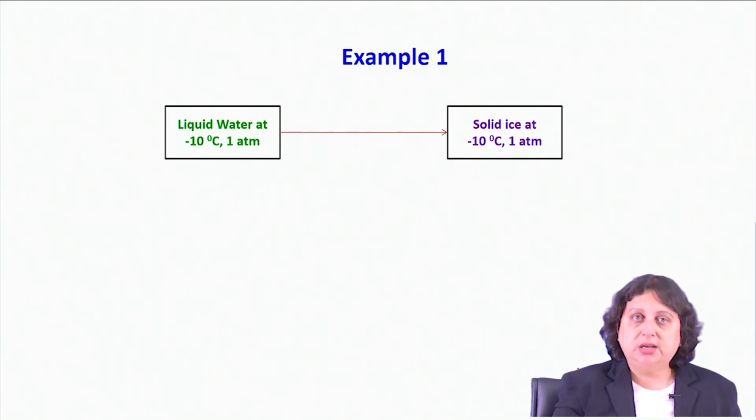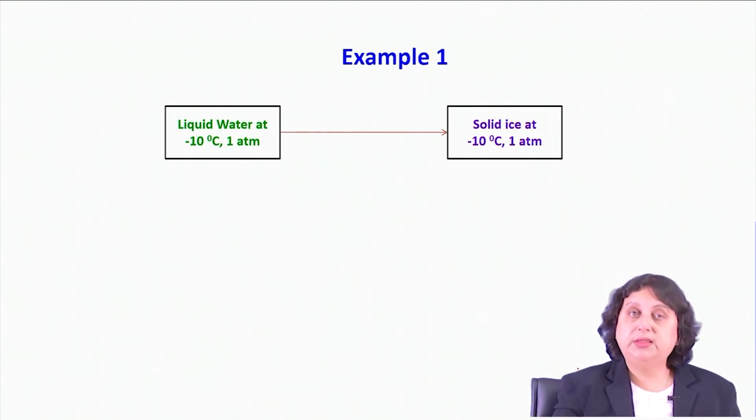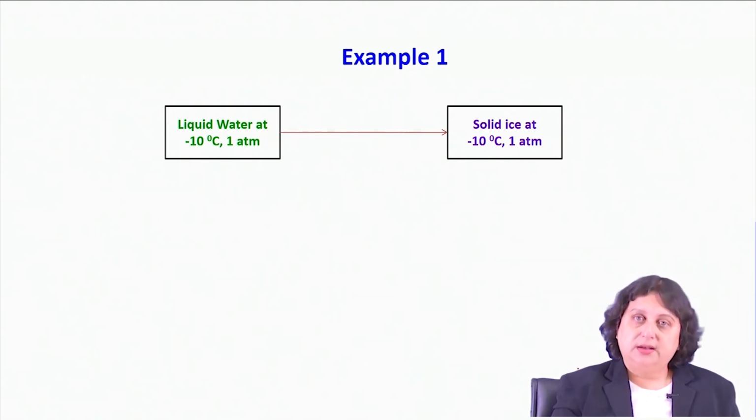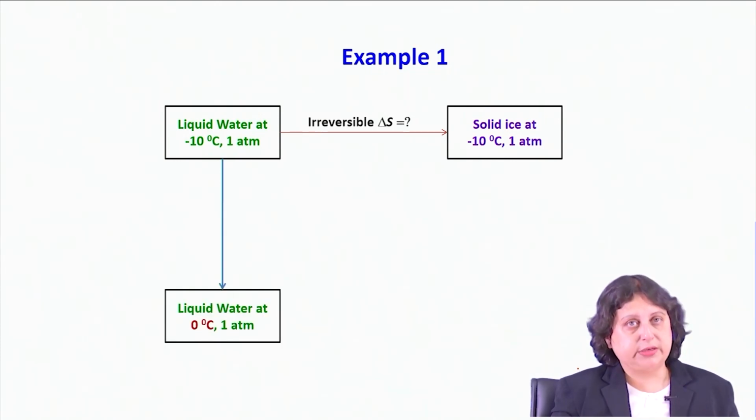Now, as you see, the initial equilibrium state and the final equilibrium state, both of them are present at the same temperature and same pressure. So, what is different between these two states? These two states are different because in the initial state, I have liquid water, and in the final state, I have solid ice. Now, if I want to find out the change delta S in this irreversible process, this is how we can do it.